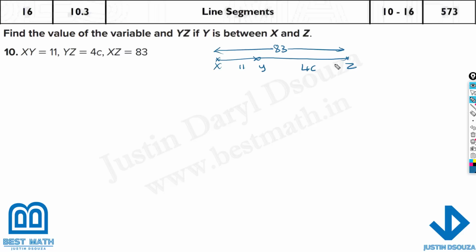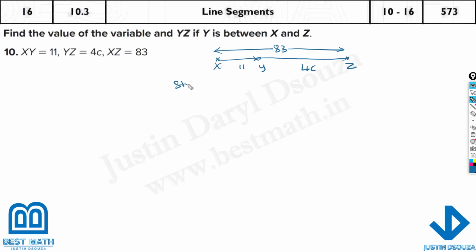My diagram is not at all to scale. You can see this total is 83 and this much is 11. It doesn't make sense, but I'm just drawing a figure which is not to scale. Now Y is in between these 2 points, so this segment and this segment, when we add up, will be the total length, isn't it?